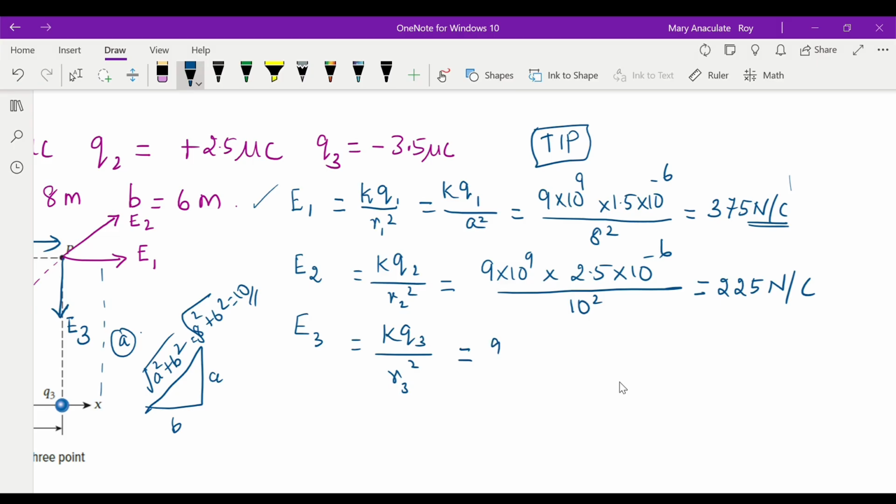Okay, E3 is also very similar. So you have 9 times 10 to the power of 9, and this is negative 3.5 times 10 to the power of negative 6, over the distance, which is 6 squared, and you should get negative 492 Newton per Coulomb.